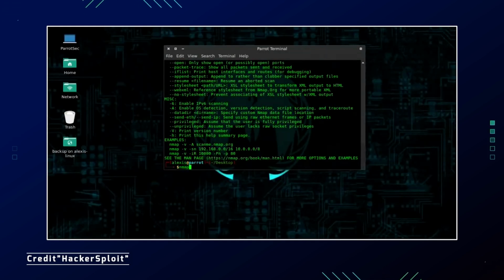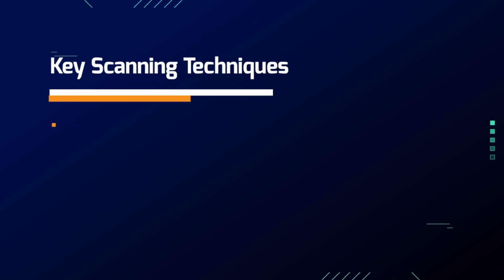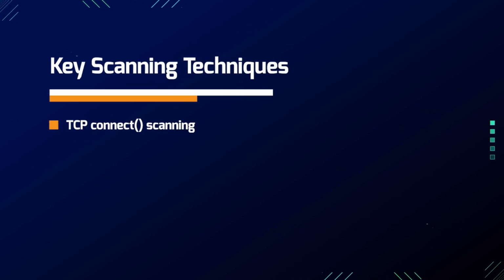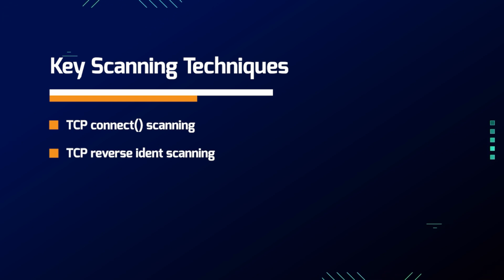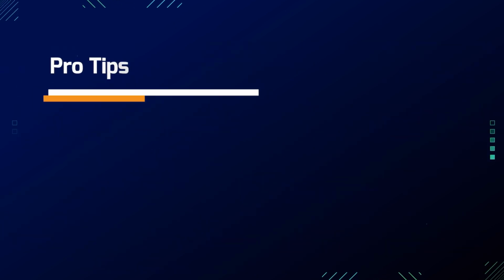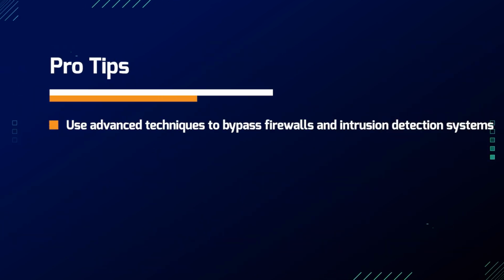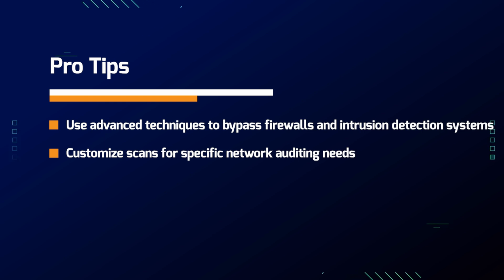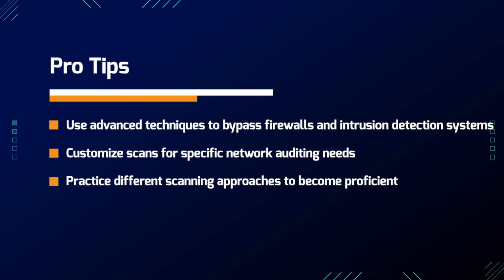Key scanning techniques: Nmap supports multiple scanning methods. You have the TCP connect scan, the TCP reverse ident scan, and the FTP bounce scan. Now, pro tips: use advanced techniques to bypass firewalls and intrusion detection systems, customize scans for specific network auditing needs, and practice different scanning approaches to become proficient.